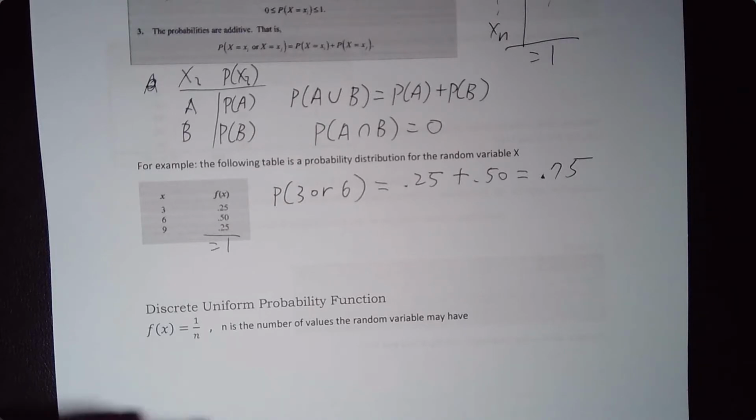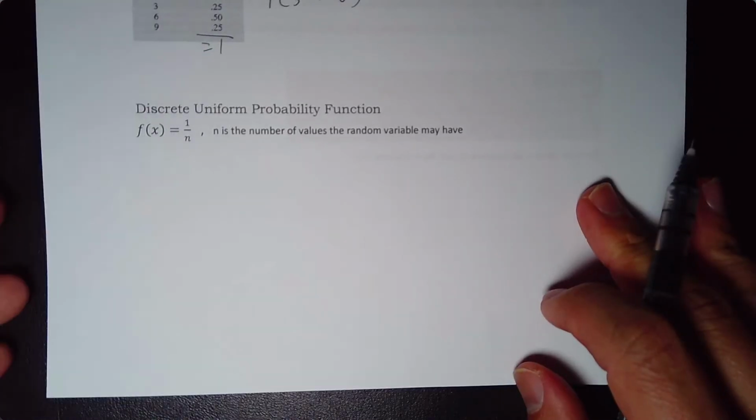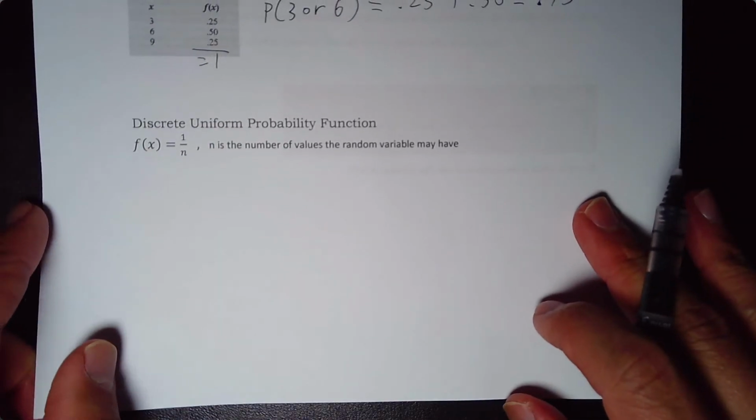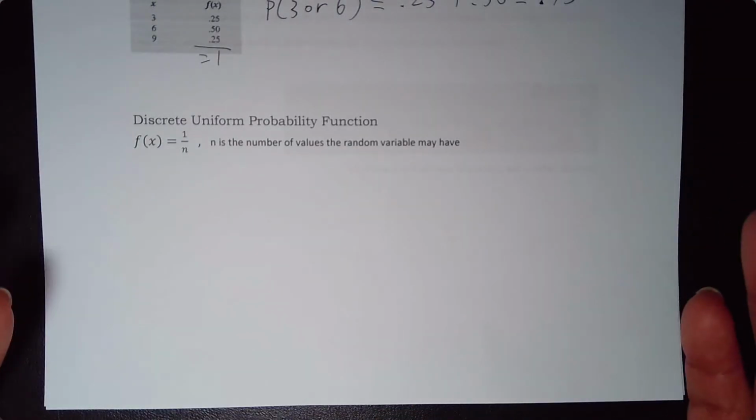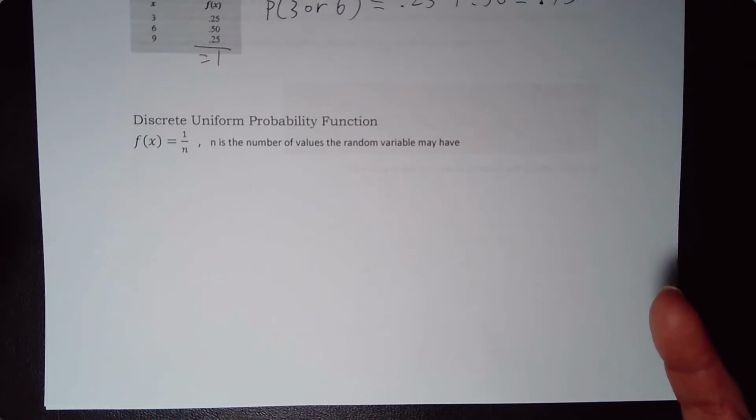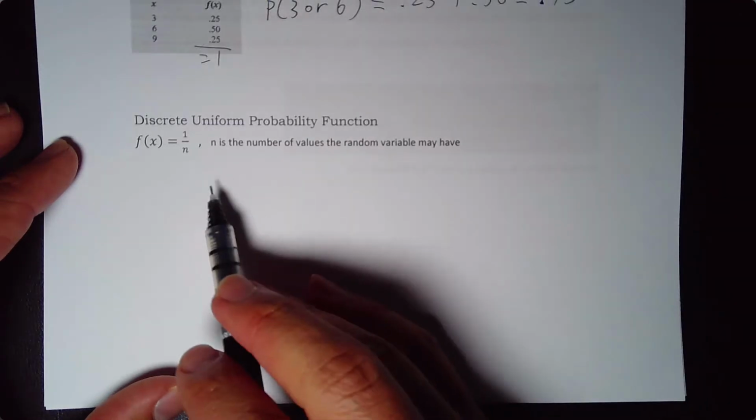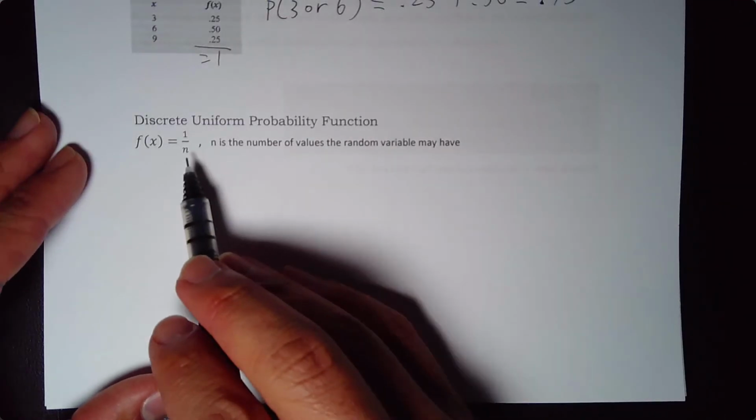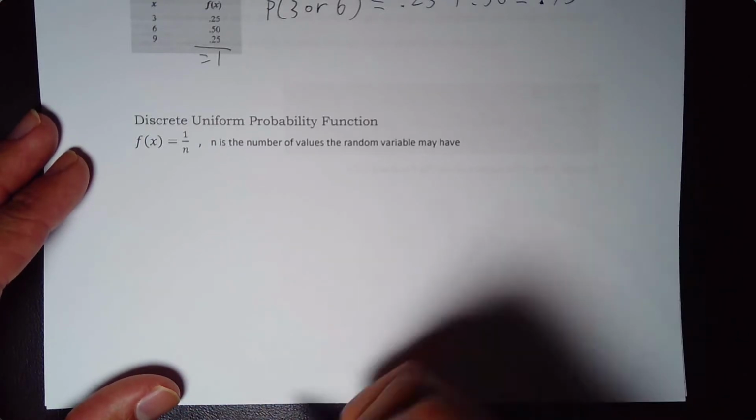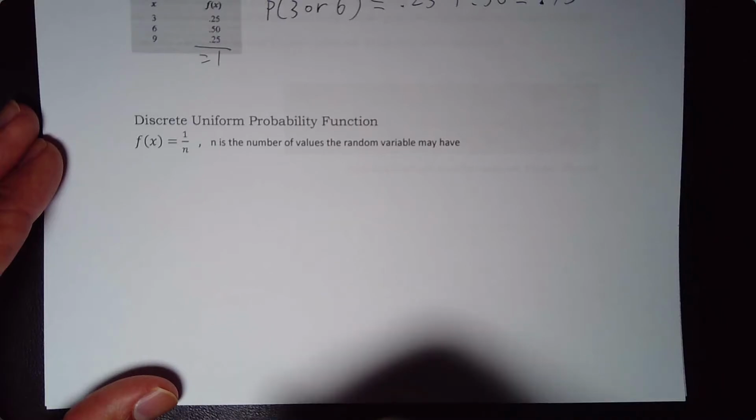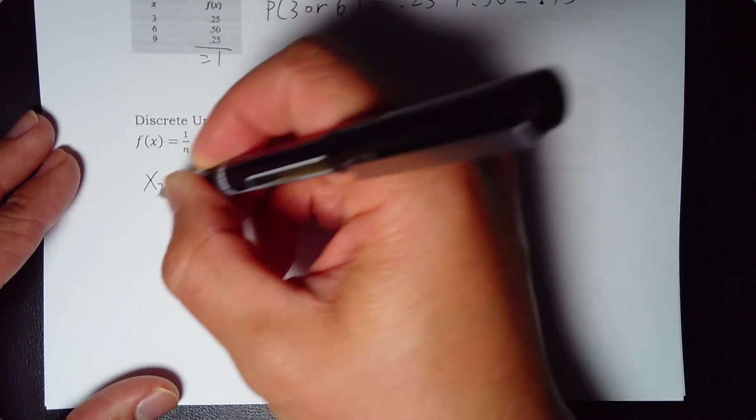Now we already talked about this one, but there are some discrete probabilities that are very convenient, so we give them names. In theory, there are infinite types of discrete probability distributions, but some are very useful, so we give them names. The discrete uniform probability just means that every outcome, every number, is equally likely.